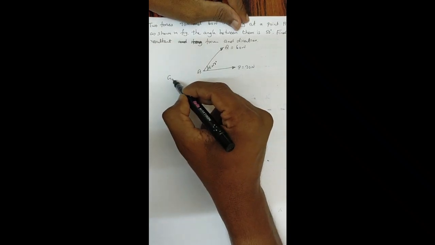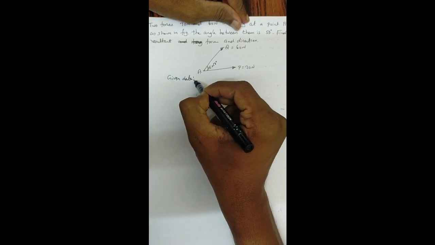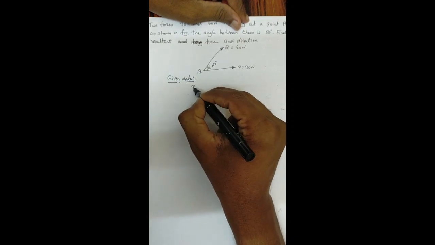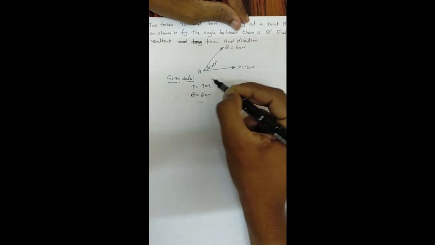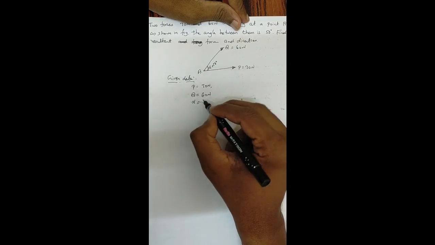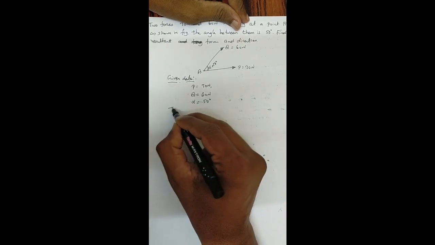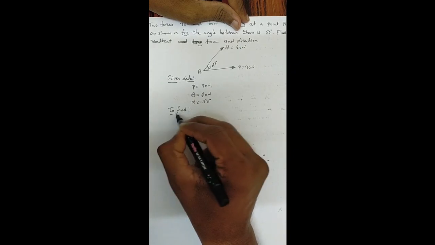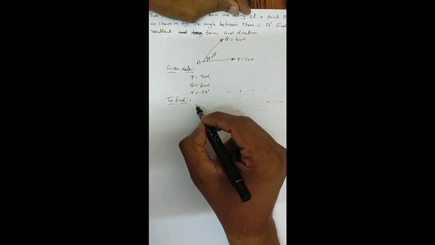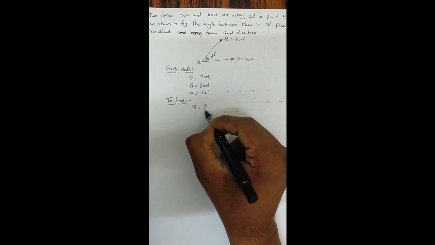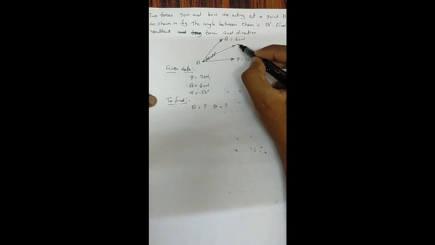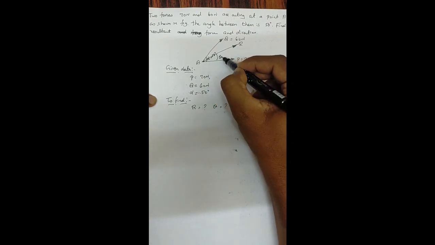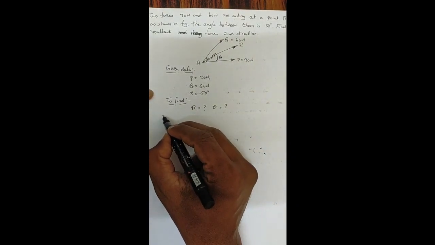First of all, write the given data which are given in the problem. P is the force 70 Newton, Q equals the second force 60 Newton. The angle between these two forces equals 50 degree. What should we find from this problem? We should find the resultant force R and the theta value. That means this R and this theta, we should find these two values. So how will you work out this problem? That's the solution.